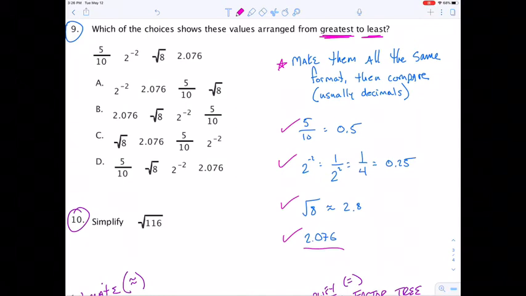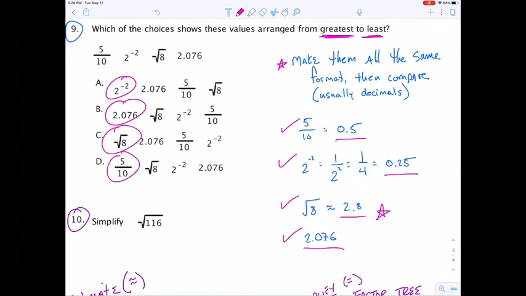And I have 2.07, 2.8, 0.2, and 0.5. So this one should come first. And that's the square root of 8. And if I look at my choices, there's only one option that could possibly work. So I know which one mine is. That's not really the way it should be done, but that's kind of the way it works with multiple choice. Sometimes you get lucky, and perhaps you'll get lucky.